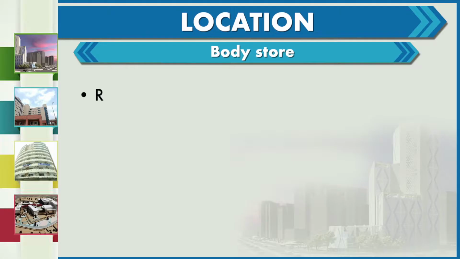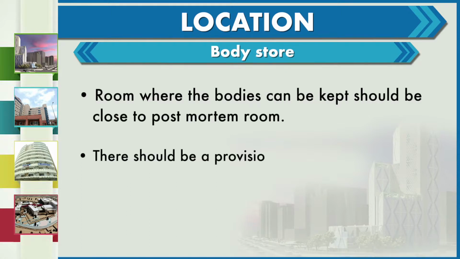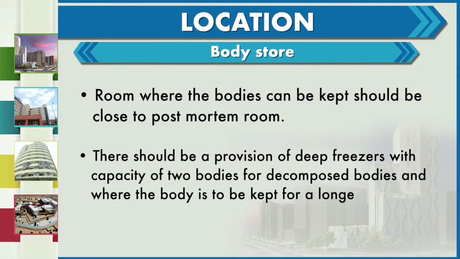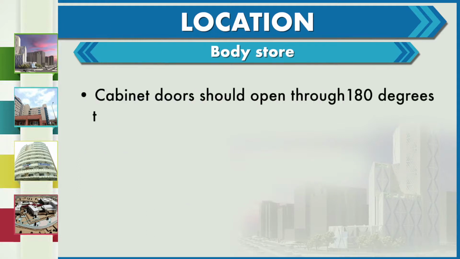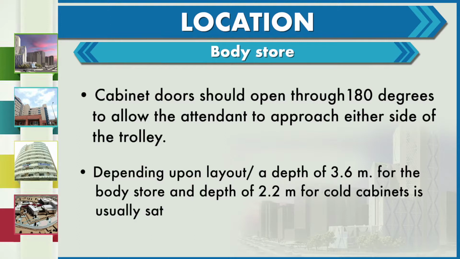Body store. Room where the bodies can be kept should be close to the postmortem room. There should be a provision for deep freezers with capacity of 2 bodies for decomposed bodies and where the body is to be kept for a longer period. Cabinet doors should open through 180 degrees to allow the attendant to approach from either side of the trolley. Depending on the layout, the depth of 3.6 meters for the body store and depth of 2.2 meters for cold cabinets is usually recommended.